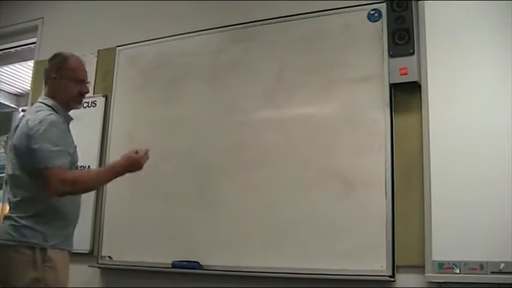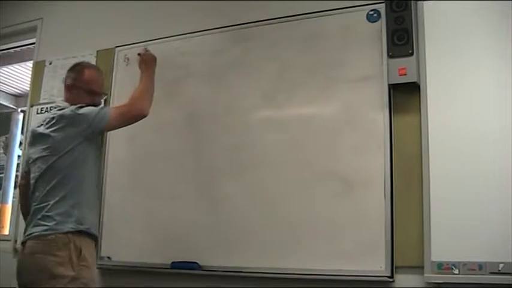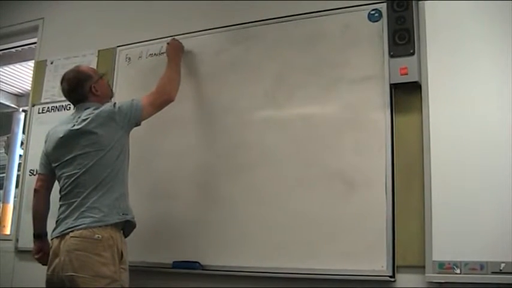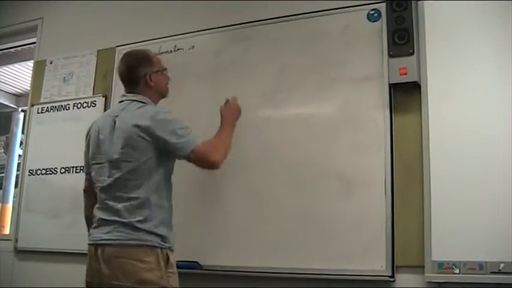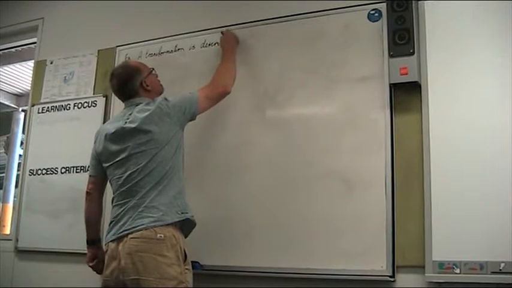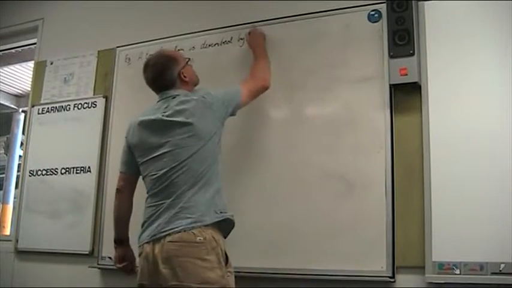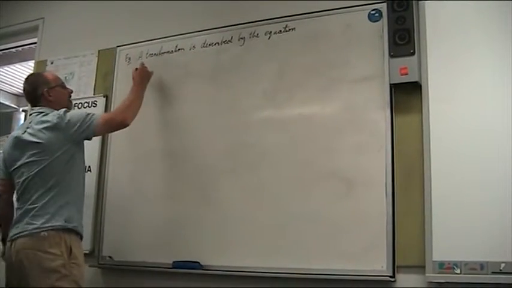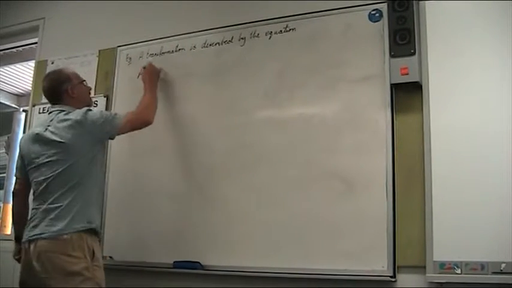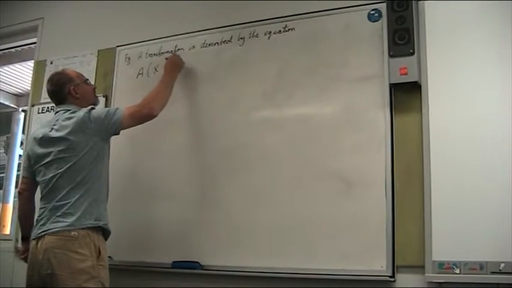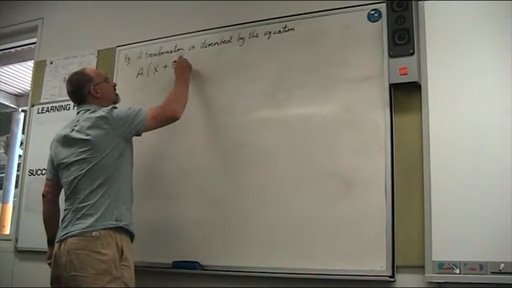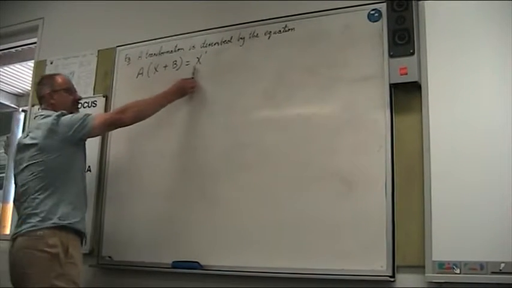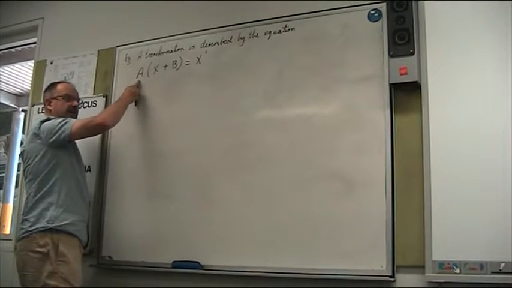Alright, so a good question might say something like this. So given a transitive equation, the equation is matrix A times X plus matrix B is the new X. Right, so the image, you take the original, you add B to it, and then you multiply all of that by A.